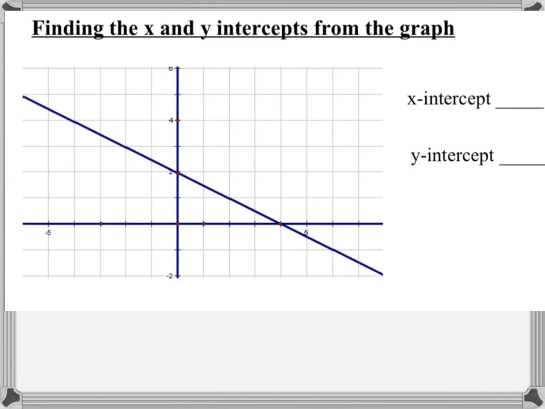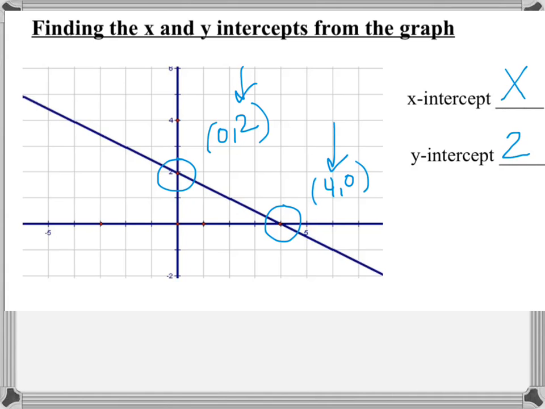Okay, so finding the x- and y-intercepts from a graph, I would just look at this. I'd say that point is (0, 2), so the y-intercept is just that y-coordinate. So the y-intercept is 2. Likewise, this is the point (4, 0), so the x-intercept is just the x-coordinate of that point. So that's just 4.